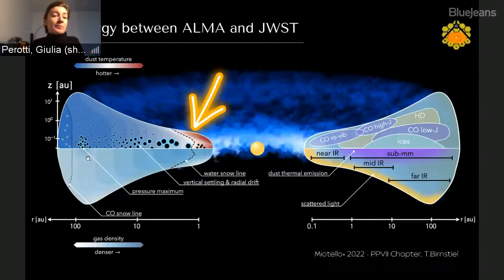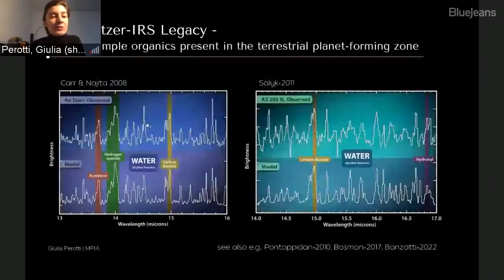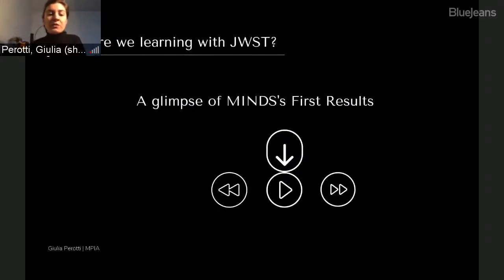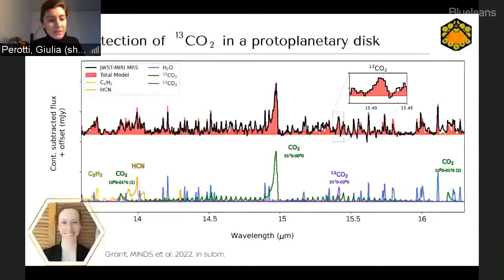From Spitzer IRS, we learned that the simple organics that I've just listed are present in the terrestrial planet forming zone. Here I'm showing the beautiful spectra from Carr and Najita 2008 and Salyk et al. 2011 that show that water, hydrogen cyanide, acetylene, and carbon dioxide are present. But let's now move on. I would like to give you a glimpse of some of the first MINDS results. I would like to start out with this spectrum of a T Tauri disk. This is a project led by Sierra Grant.